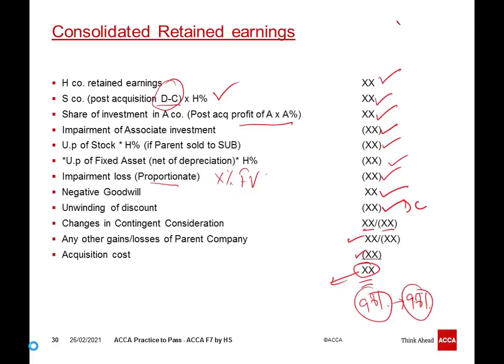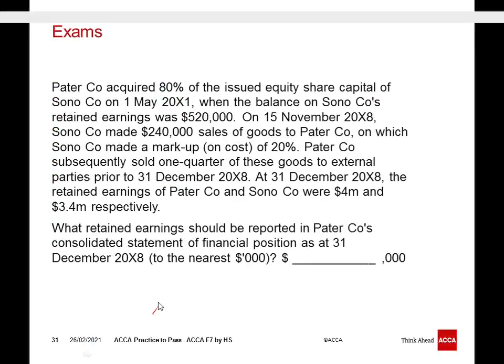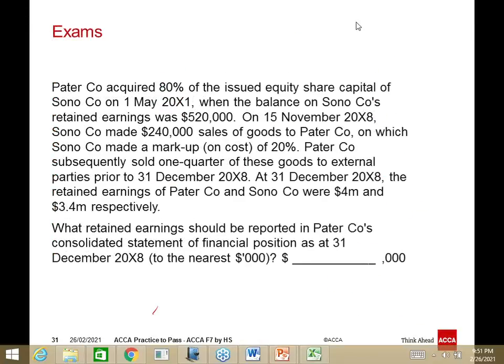Unrealized profit on the fixed asset means the profit which has been earned by the parent or the subsidiary by selling a non-current asset. Like when we are solving the question PlayStation, there is a gain of 12,000 on the transfer of the plant. That's the unrealized profit on fixed asset. Now please solve this part of the question.